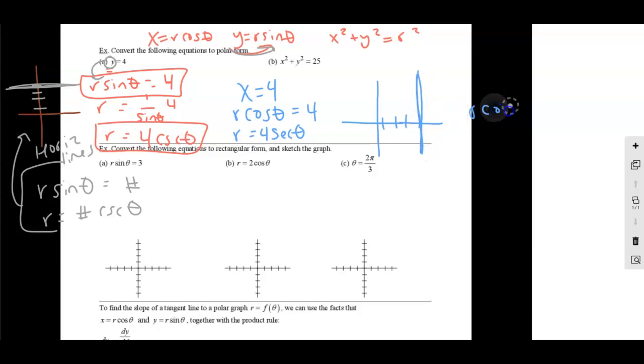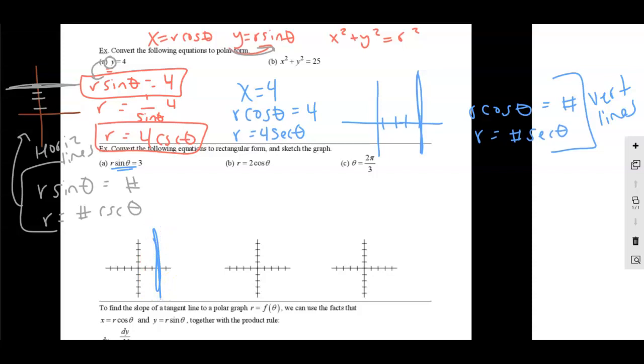So r cosine theta equals a number, or r equals some number secant theta. Those are going to end up being vertical lines. So we could have horizontal lines in polar, or we could have vertical lines in polar. I don't know why I just didn't do this one. That's kind of the same thing I just did. But there we go, that would be a vertical line.